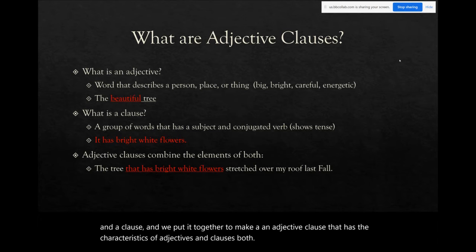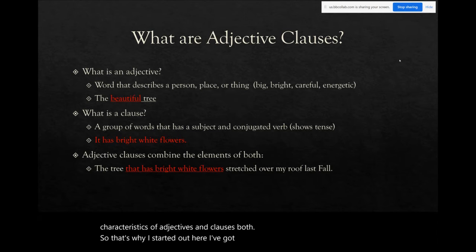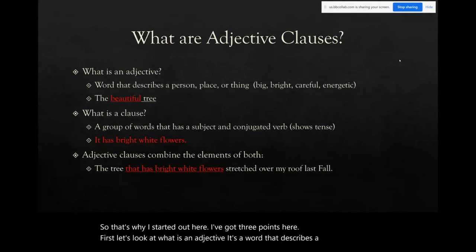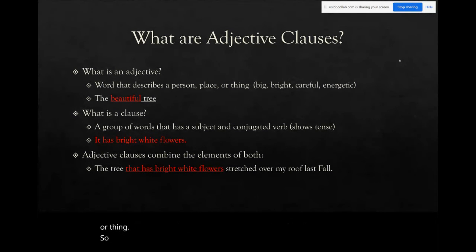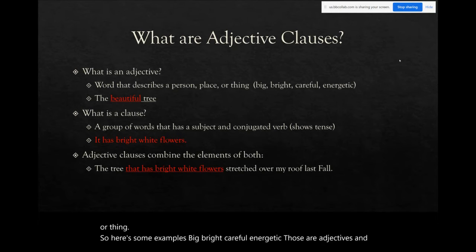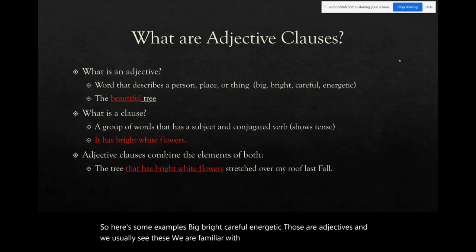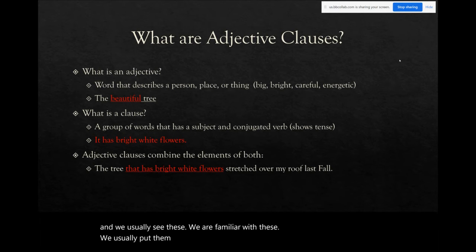So that's why I started out here. I've got 3 points here. First, let's look at what is an adjective. It's a word that describes a person, place, or thing. So here's some examples. Big, bright, careful, energetic. Those are adjectives. We are familiar with these. We usually put them right before a noun, right? Like the beautiful tree. Beautiful describes the thing, the tree. Okay? So that's an adjective.